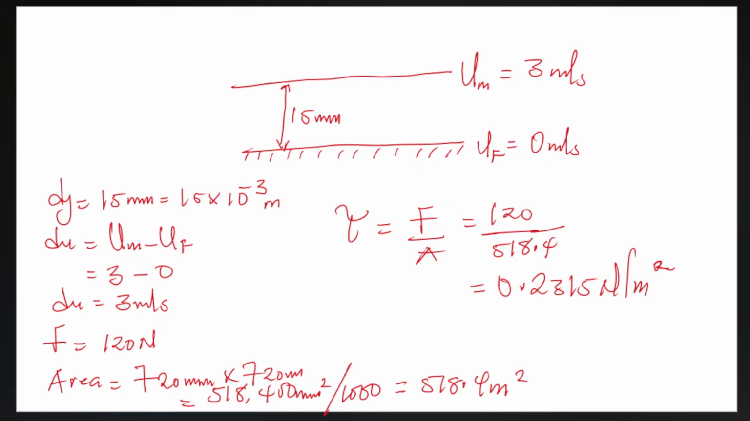Now, observe your values. Always check your values with your calculator. From what I have here, I have 0.2315 Newton per meter square. So this is the unit for your shear stress. Are we together? Now, since we've gotten the shear stress, what parameter are we to get again? I think we've gotten all parameters.